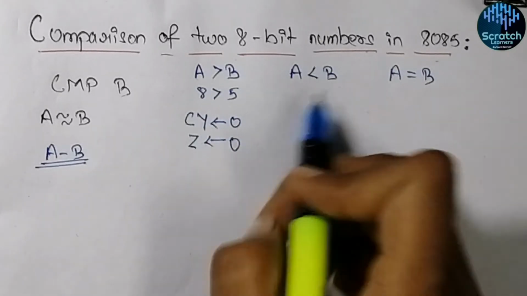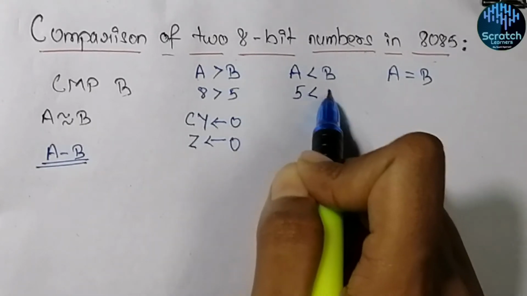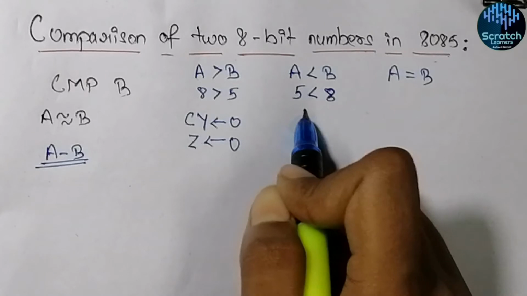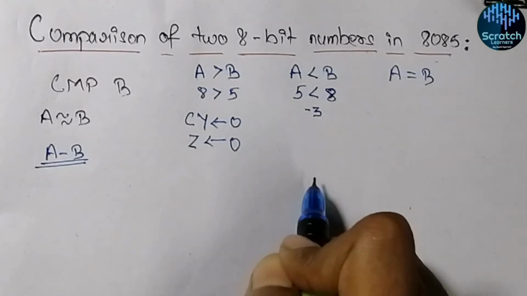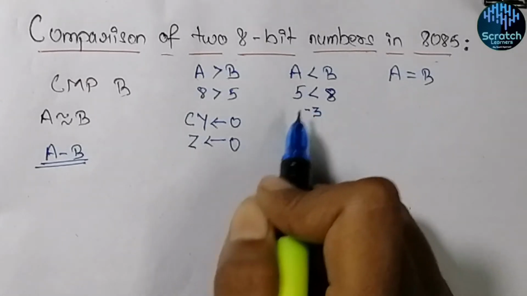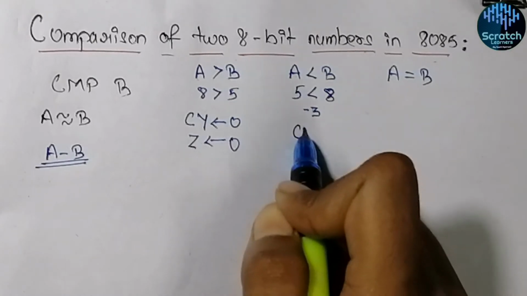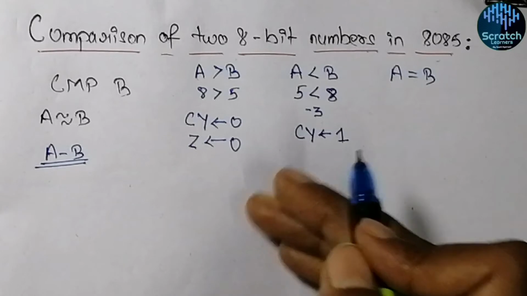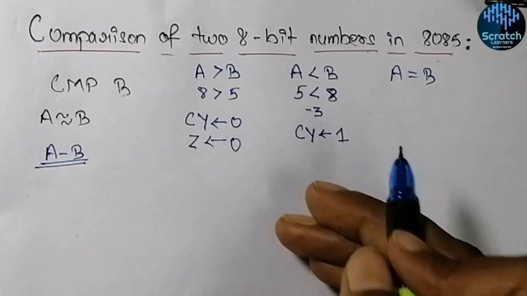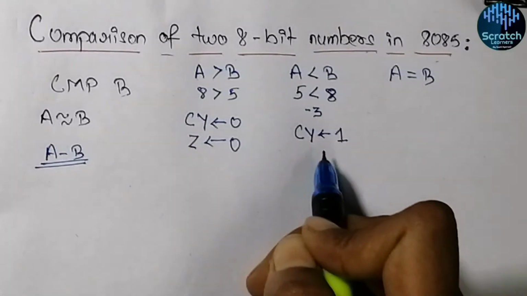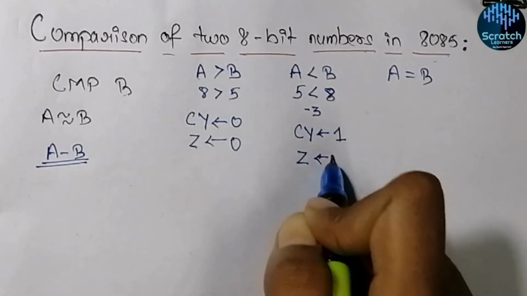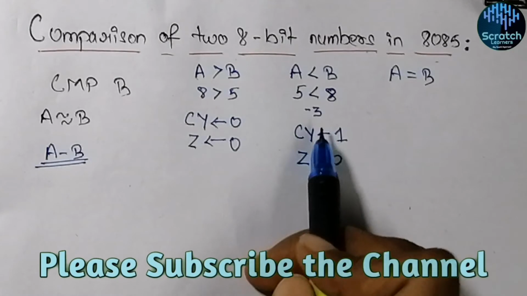Now, when A is less than B, that is 5 is less than 8, while comparing, 5 minus 8 is minus 3, right? So in this case, a borrow is generated. That's why the carry flag will be set to 1. The borrow during subtraction and the carry during addition is stored in the carry flag. And here the zero flag will be 0 as the result is not equal to 0.